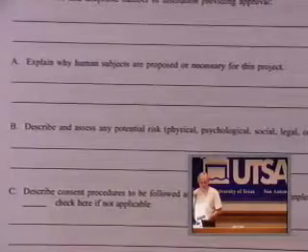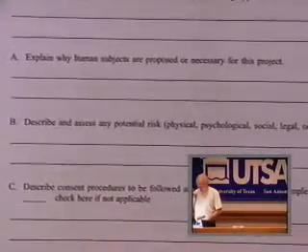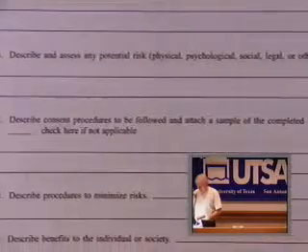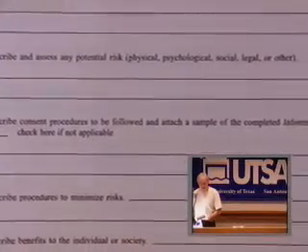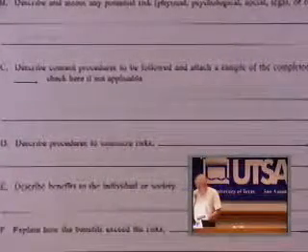Institution providing approval, explain why the human subjects are proposed, necessary for the project, describe and assess the potential risk, physical, psychological, social, legal, or other, describe procedures to be followed, and attach a sample of the completed informed consent form. And we see that provided.